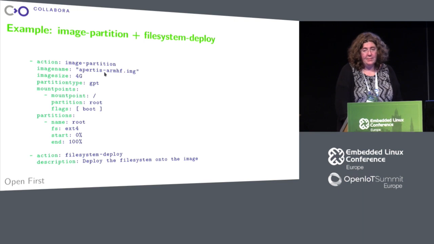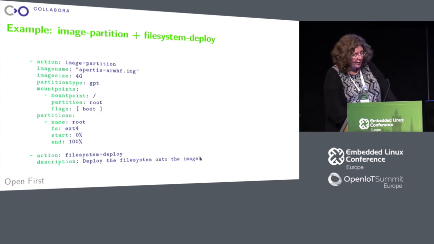So I am naming it Apertis, because this is an example taken from Apertis. So this is the name, this is the size, this is the kind of partition I want to do. And well, this is easier to understand if we check first partition and then mount points. I am defining a root partition using ext4, that starts at 0% of the 4 giga, and aims at the 100%. And then here I'm saying, OK, I want to mount this in slash root. This is the root partition, and of course, I want this to boot. And the second action is pretty much saying, OK, copy the image we have created before into the image partition.